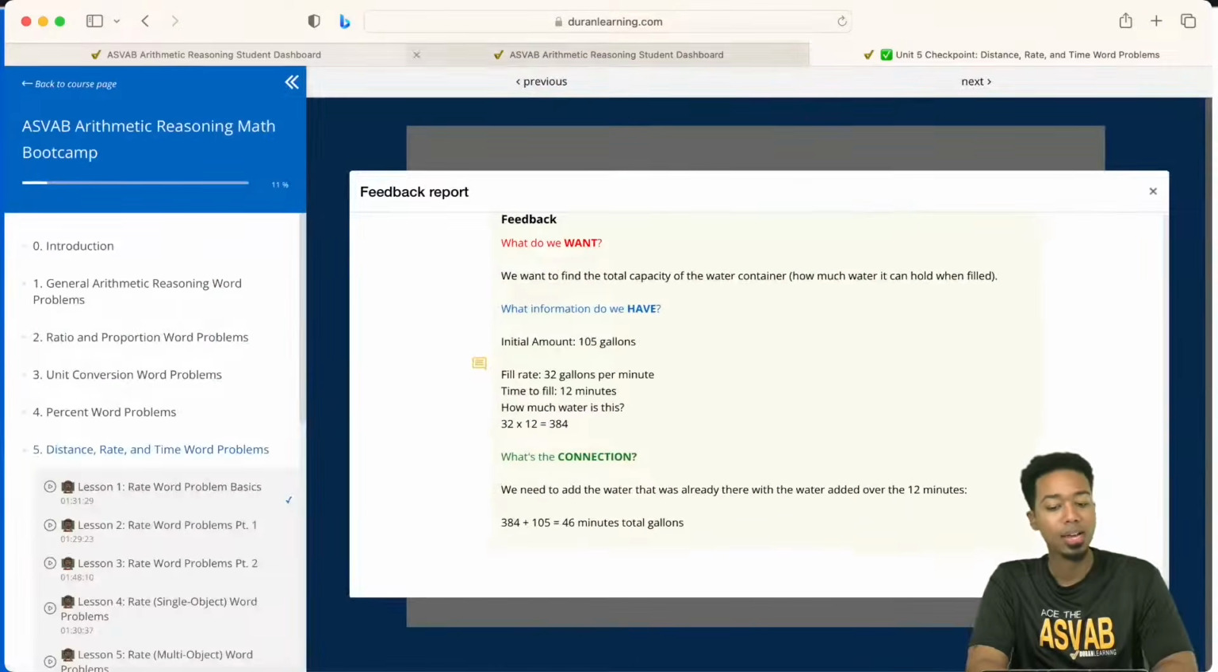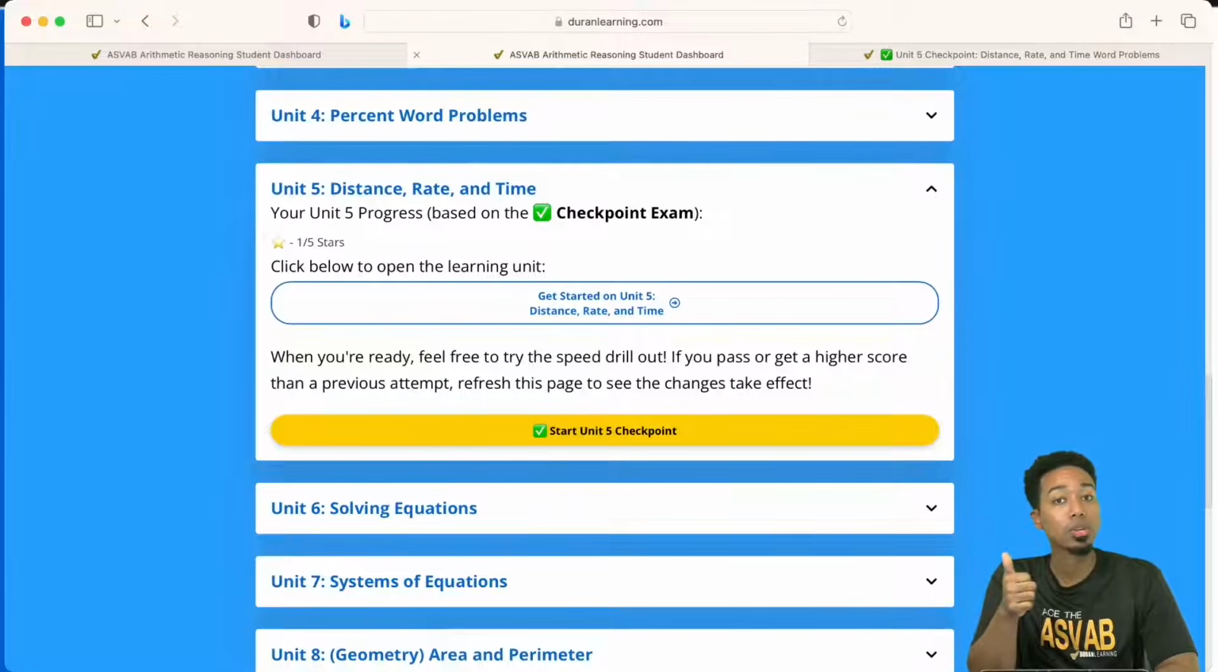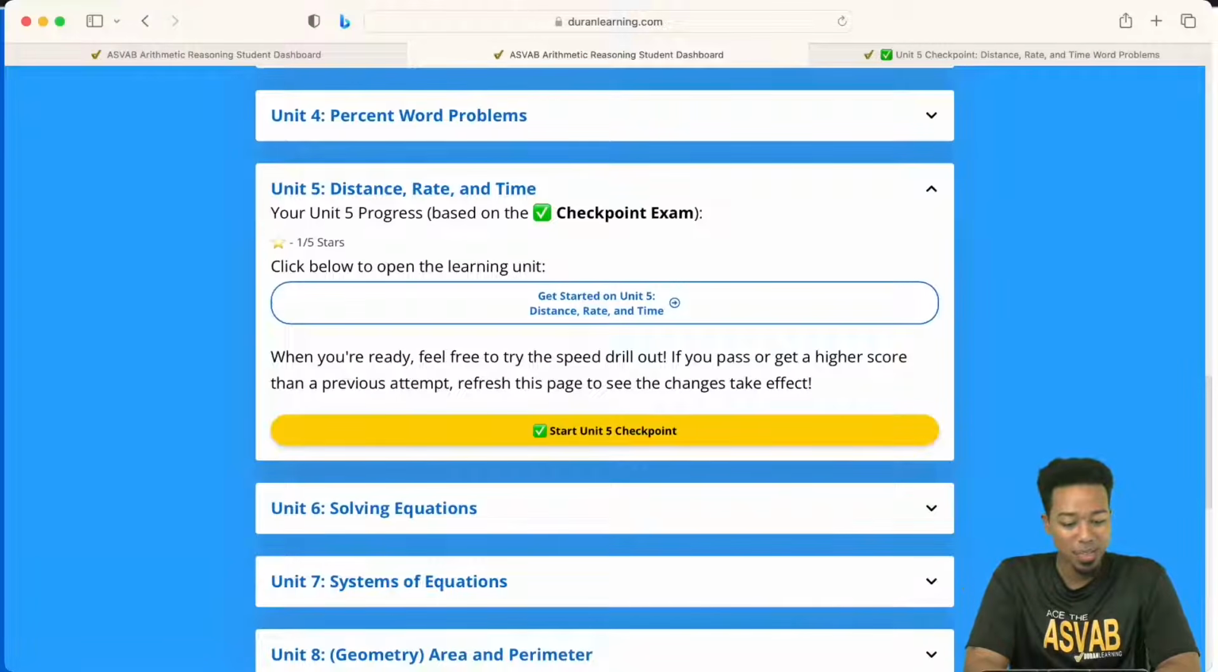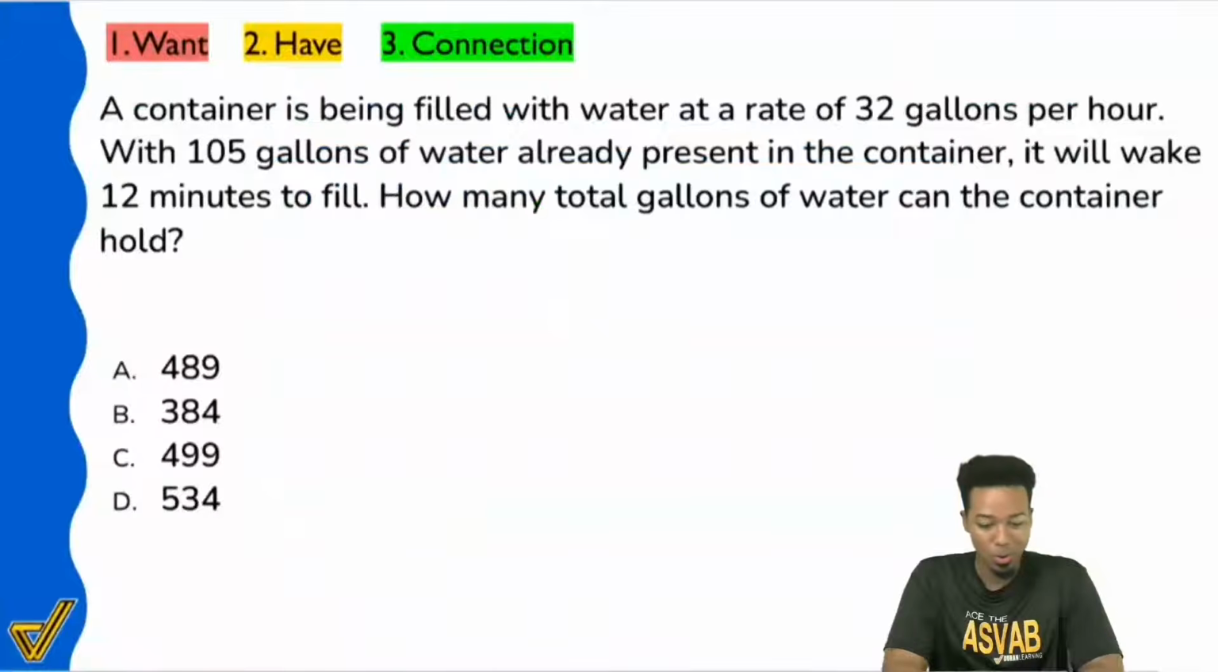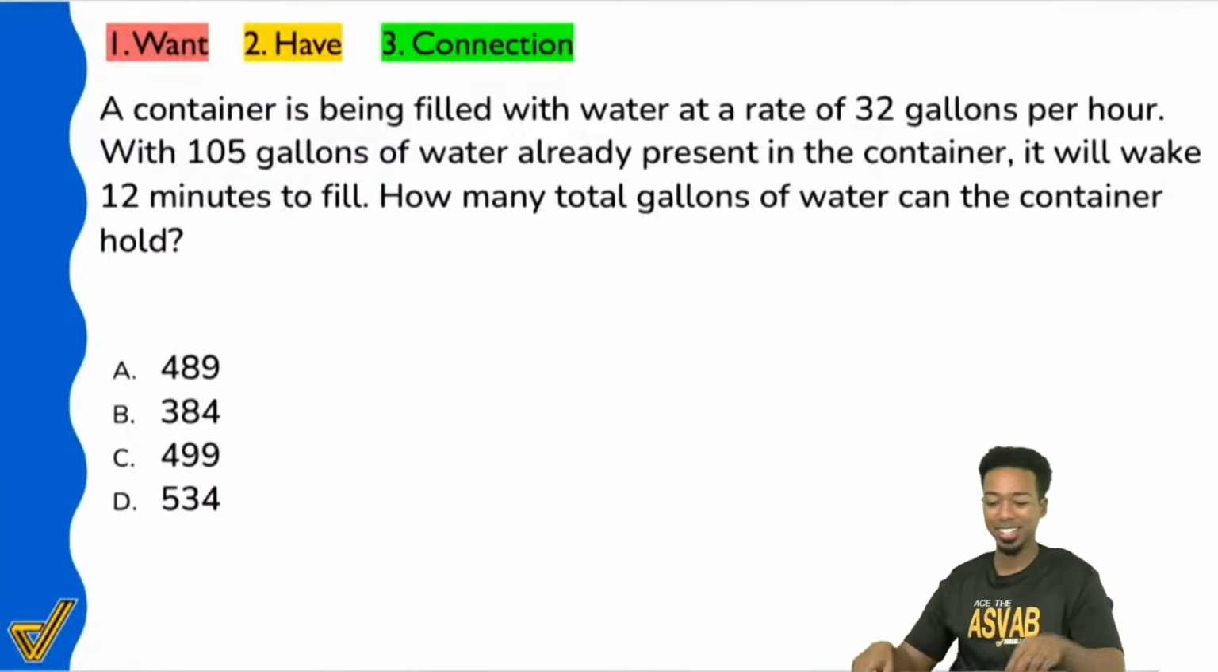So with that said, guys, for those of you in the program, Arithmetic Reasoning, Unit 5, Distance, Rate, Time, try out that unit checkpoint or look at the recorded lessons, the guided practice videos, and the extra practice in there to make sure you're in tip-top form before moving on. All right? With that, let's go right back here and solve this thing.